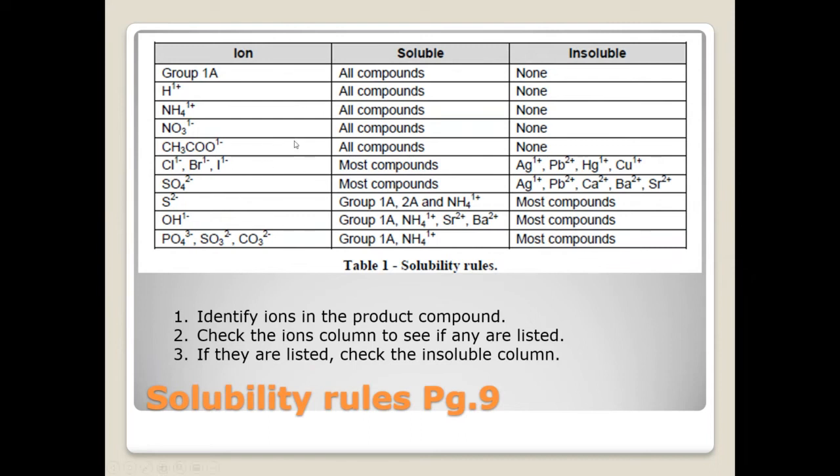It looks a little more complicated than it is. It's really not too bad, and I do admittedly have a tendency to mess this up during my lectures usually, but it's not as hard as I may make it be. Three simple rules. First, we're going to identify the ions in the product compound. And that's probably the key part right there, is in the product compound. Then we're going to check the ions column, this column right here, to see if any of these ions that we've previously identified in the product are there. And if they are listed, then we're going to check these columns to see whether they are soluble or insoluble. So the next slide gives us a couple examples of what exactly all this hullabaloo is all about.